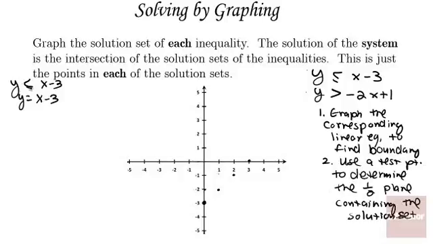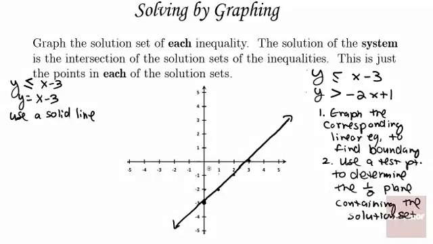Now, looking back here, this says y is less than or equal to. And what that tells me is that I'm going to use a solid line for the boundary line because the line is included in the solution set. So use a solid line to graph this.